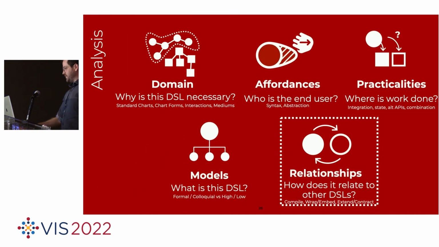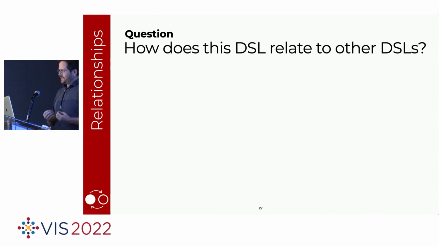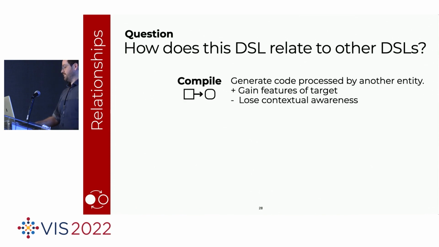Finally, let's turn to relationships. Languages rarely exist in a language vacuum. For instance, languages like Python include a syntax for regular expressions that's fundamentally unrelated to their own. The DSLs in our survey are no exceptions, and we have identified 3 major patterns of DSL relations. In compilation, code is generated that is processed by another entity. This has the benefit that the language gains all the features of the compile target, such as rendering, data manipulation, or other thorny UI elements like tooltips, but at the potential loss of domain awareness and enforcement of the shortcomings of the target. For instance, Vega-Lite struggles with texture encoding because its compile target, Vega, doesn't support them.